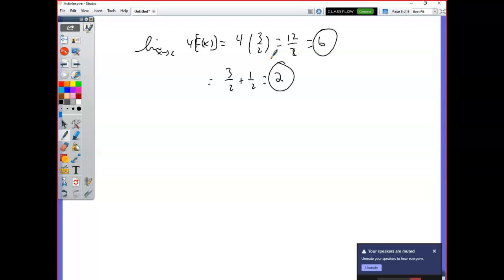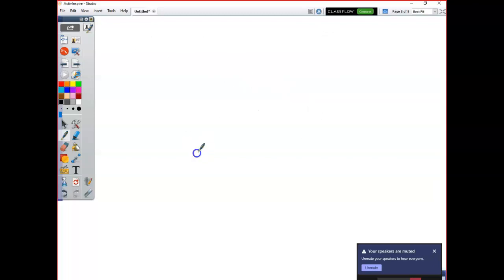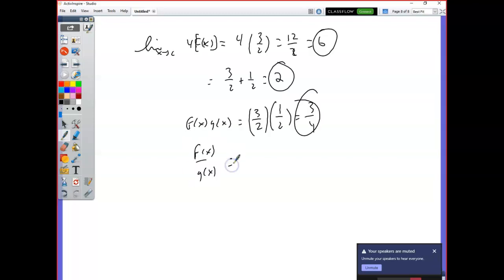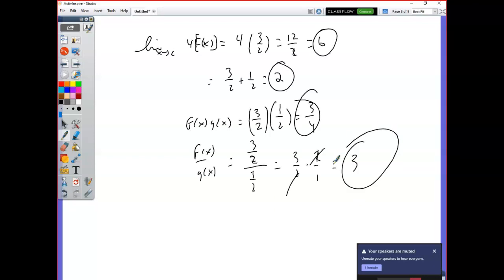It was f of x times g of x, and then it was 1.5 times g of x. 3/4. Perfect. Yes, sir. And then, f of x over g of x. Three halves over 1/2. Multiply. All right. Wow. Exactly that.